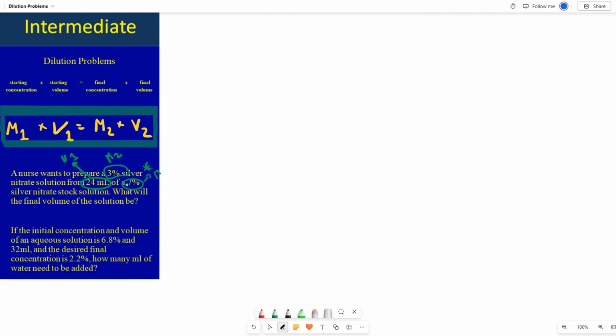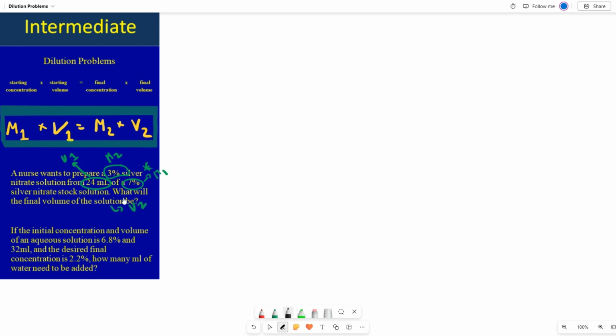Your M1, your initial concentration, is always going to be higher than your final concentration. So if you're picking out the number that's lower for your initial concentration, you're probably doing it wrong, because you're diluting it down. So your initial concentration will always be larger than your final concentration. Then it says, what will the final volume of the solution be? Well, that means they're asking you to find V2.